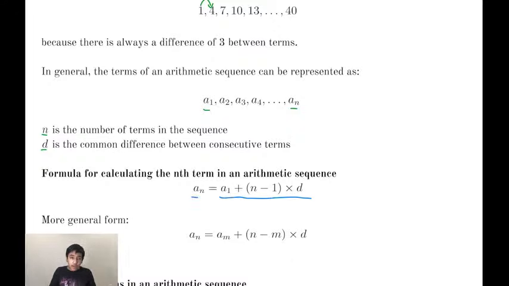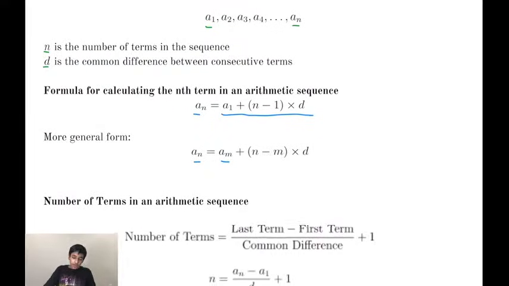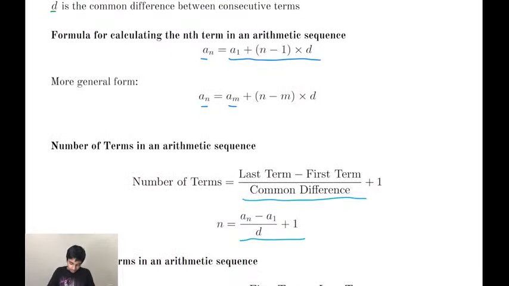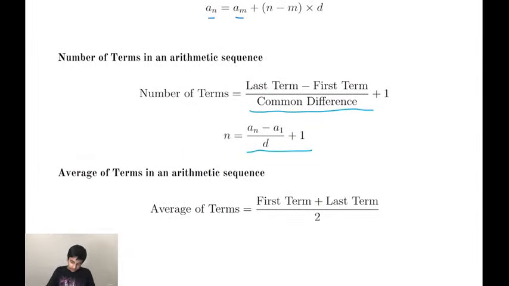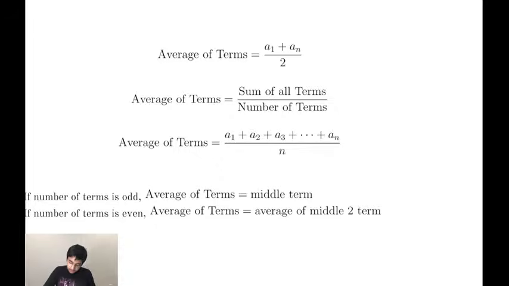And a more general form is an is equal to am plus n minus m times d. Another very useful formula is that the number of terms in the arithmetic sequence is the last term minus the first term over the common difference, plus 1. It can also be written like this. The average of terms in an arithmetic sequence is just the first term plus the last term, divided by 2. Or it can also be written like this.